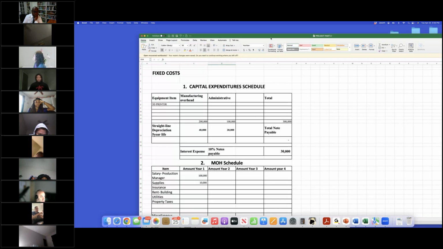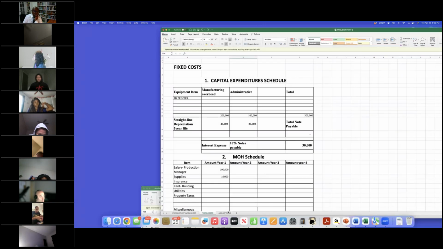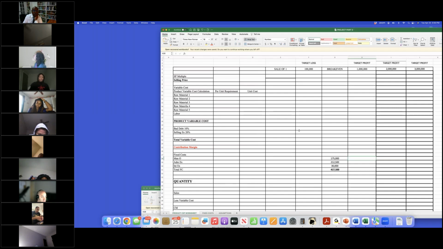I want to see the assumptions, then I want to see the fixed costs, then I want to see the production CVP worksheet. And so we're breaking even. And once again, I want to see that same per unit requirement and unit cost. So on the ink, what was the per unit requirement?